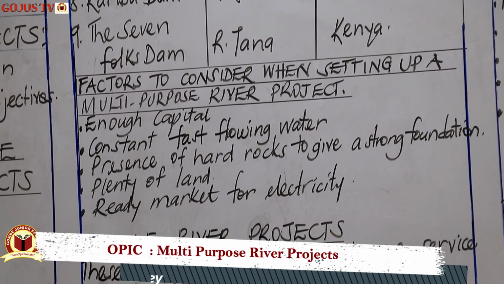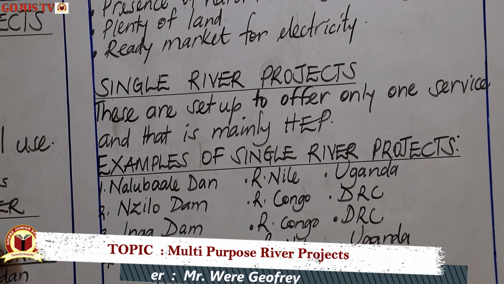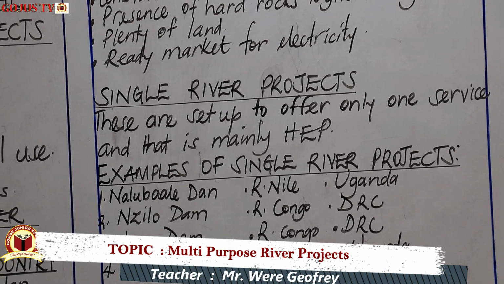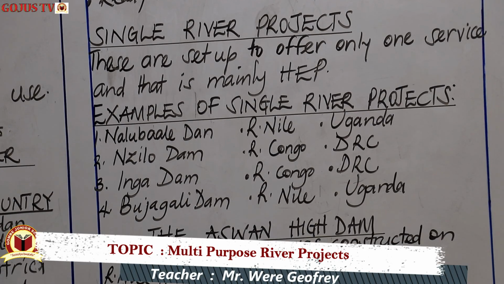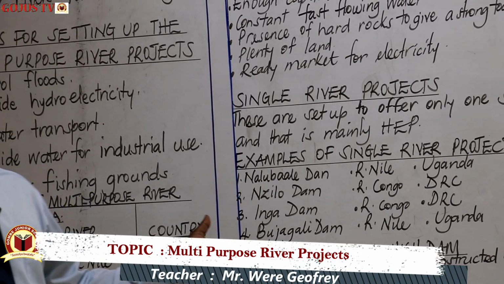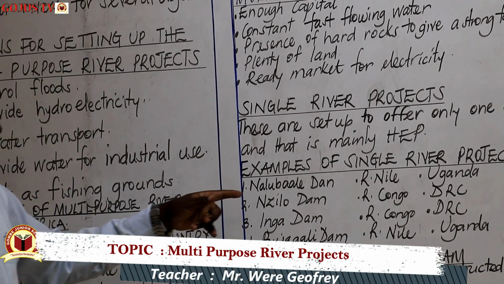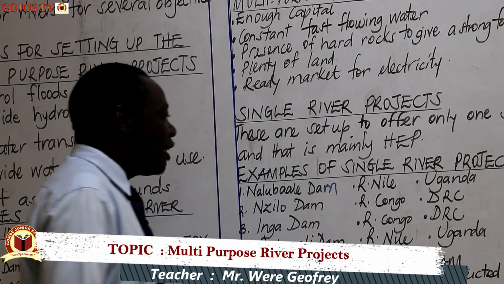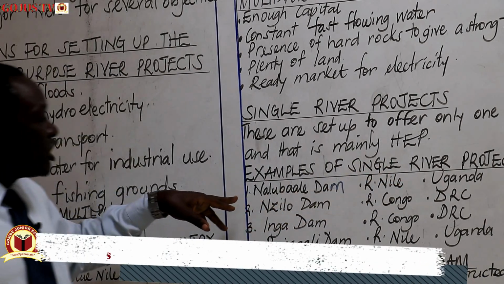Now, I also have the single river projects. These are set up to offer only one service, and that is mainly electricity. Examples of these single river projects: all the river projects we have in Uganda are for electricity. So all the ones we have in Uganda, Nalubale Dam on River Nile, Uganda, is a single river project.